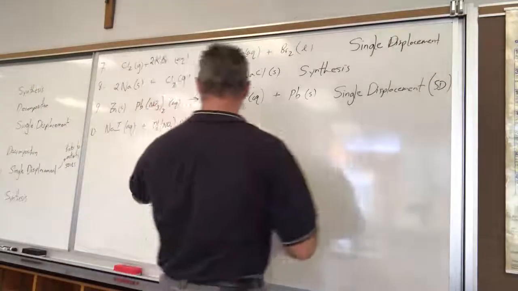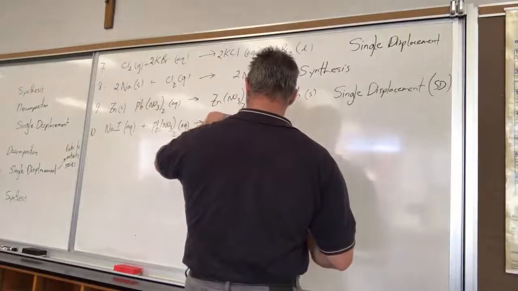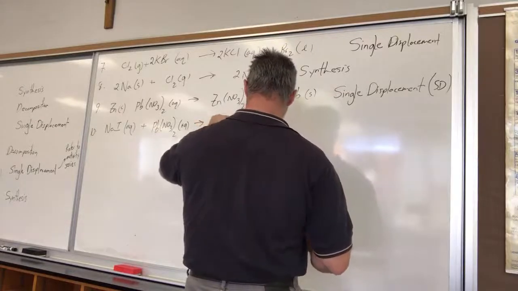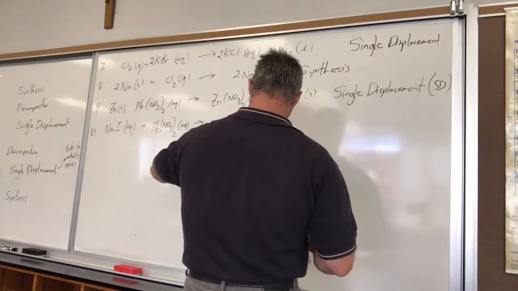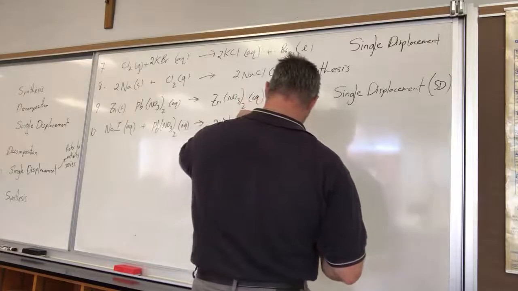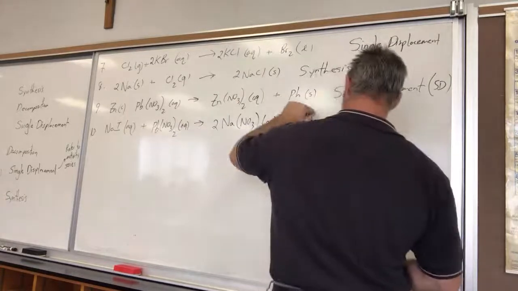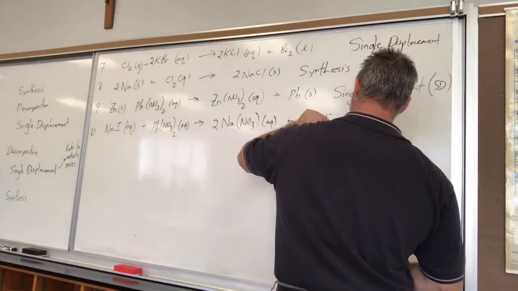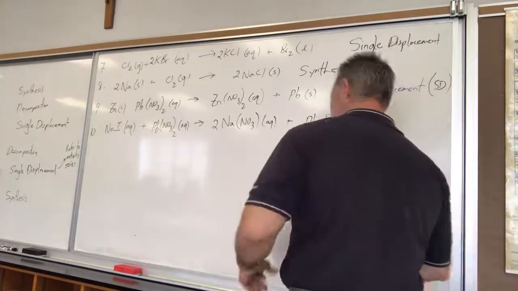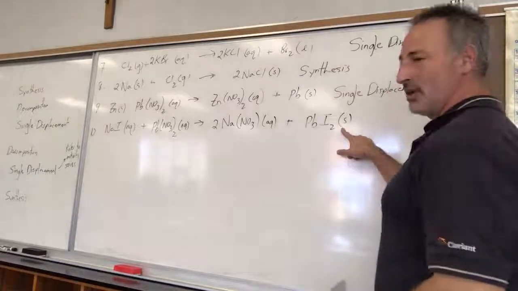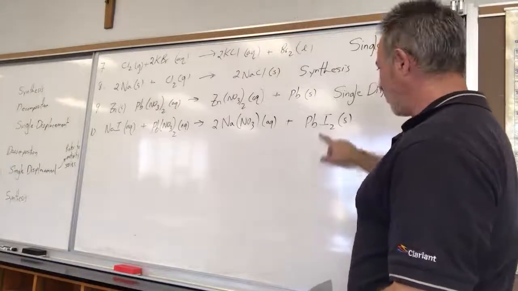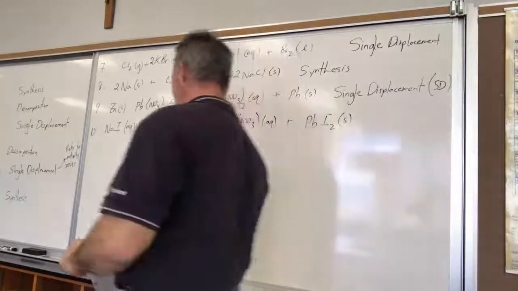So this is a double displacement. What happens is the metals switch places with the counterions. Nitrate stays in aqueous solution, but the lead and iodide combine to form a precipitate. That's why I wrote solid here. That forms a precipitate. It sinks to the bottom. Forms a yellow precipitate, this reaction.